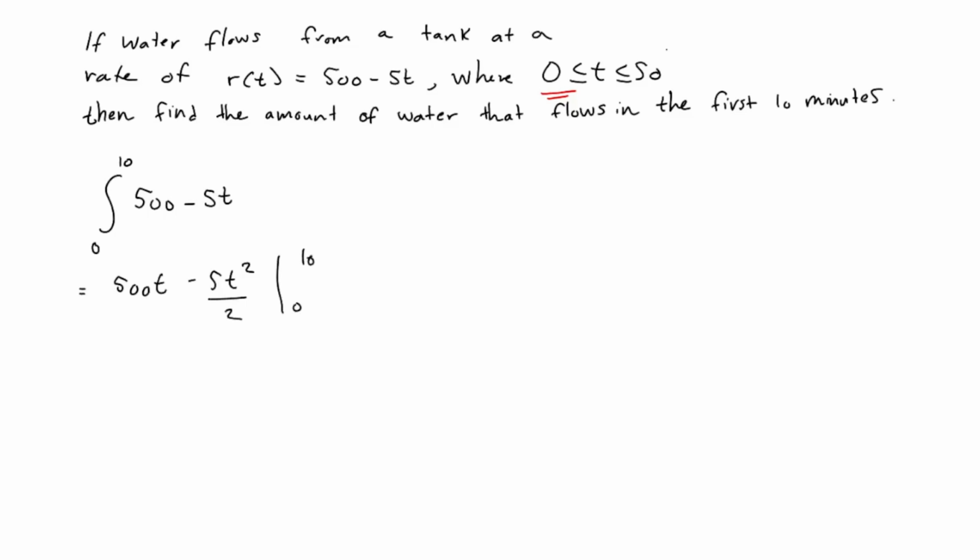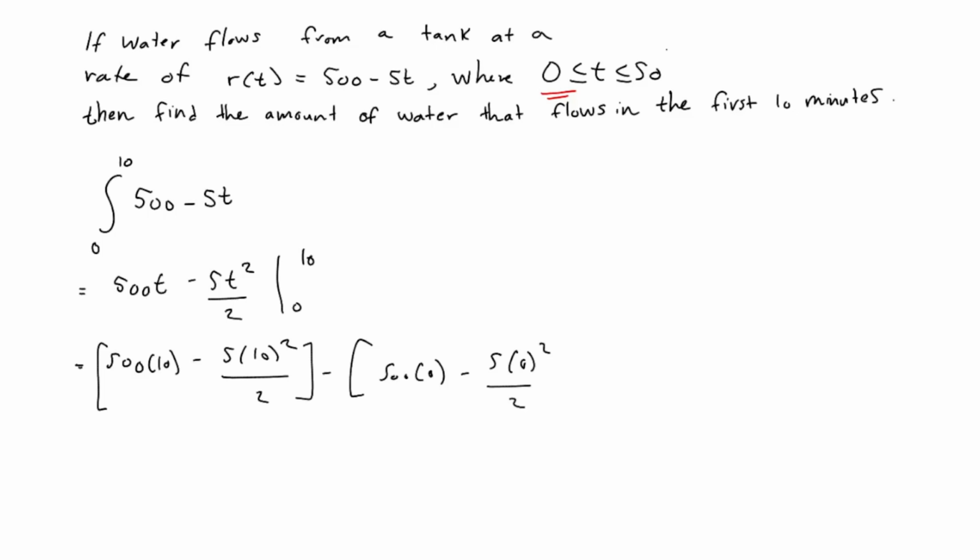Okay, so now we're going to be plugging in our bounds. So it's going to be 500 times 10 minus 5 times 10 squared over 2. And from here, we're going to be subtracting out, we're going to plug in our second bound, which is 0. So it's going to be 500 times 0 minus 5 times 0 squared over 2. Now we just calculate, we would know through our calculation that this entire side would just become 0. So we'll just worry about this left-hand side.